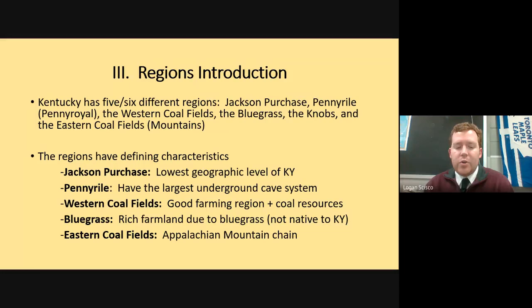And then finally, the eastern coal fields. This is the Appalachian Mountain chain. In fact, if you look at some of the demographics of the state today, a lot of poverty can be found in this Appalachian region. We're going to explore some of the reasons behind that later.